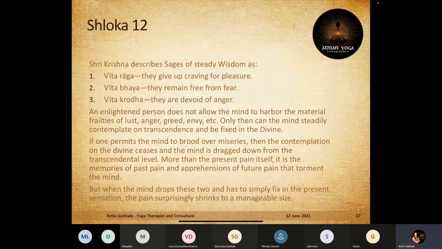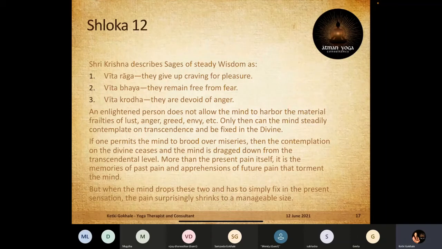An enlightened person does not allow the mind to harbor the material priorities of lust, anger, greed, envy, etc. That is the Shadripus, the six enemies of the mind. That is Kama, Krodha, Lobha, Moha, Mada, and Matsarya.